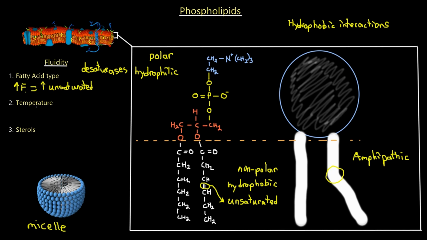Now next, of course, we know that temperature affects all kinds of reactions, and it affects the structure of different molecules, and phospholipids are no different. A higher temperature of the membrane is going to increase the fluidity, and this goes hand in hand with the fatty acid type, because the higher the fluidity due to temperature, it's going to decrease the transcription and translation of the desaturases, and it's going to decrease the fluidity by controlling the fatty acid type.